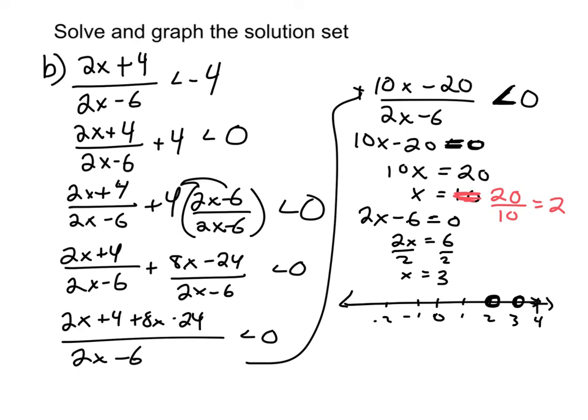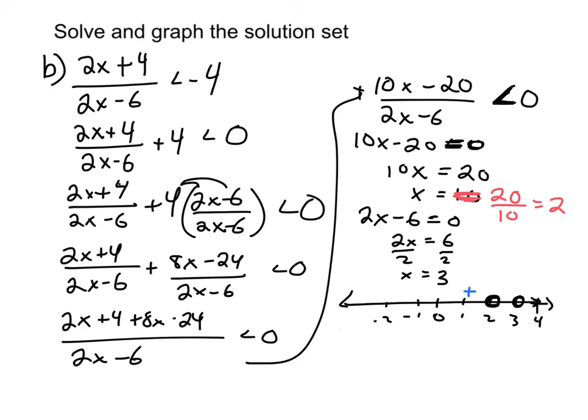negative. So first I'll plug in the test point 1. Then I'll have 10 times 1 minus 20 over 2 times 1 minus 6. So that's 10 minus 20 is negative 10 over 2 minus 6 is negative 4. Negative and a negative are positive. So this is going to be positive over here.